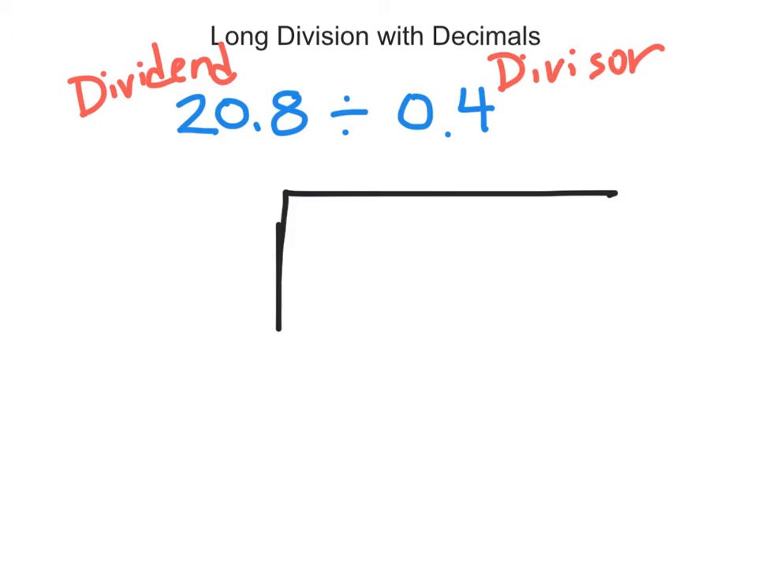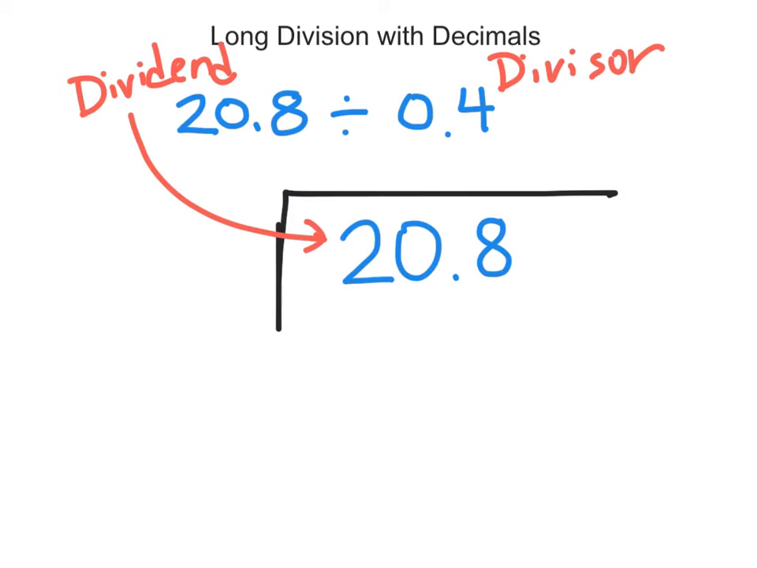First of all, the number that's being divided is called the dividend, and that number always goes inside of the house. So in this case, 20 and 8/10 would go inside the house. The number that's dividing into the dividend is called the divisor, and that goes outside of the house, over here. And that is 4/10.